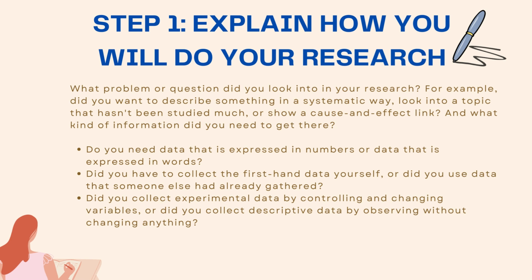Do you need data that is expressed in numbers or data that is expressed in words? Did you have to collect the first-hand data yourself, or did you use data that someone else had already gathered? Did you collect experimental data by controlling and changing variables, or did you collect descriptive data by observing without changing anything? Depending on your field and approach, you might also start with a discussion of the reasoning behind your method and the assumptions it is based on.